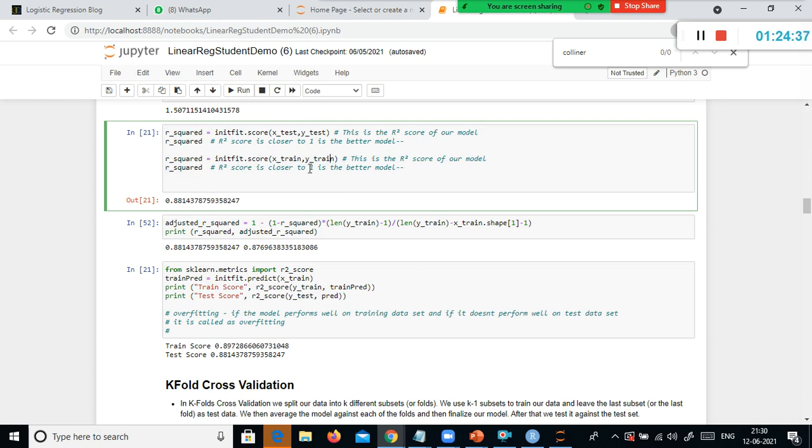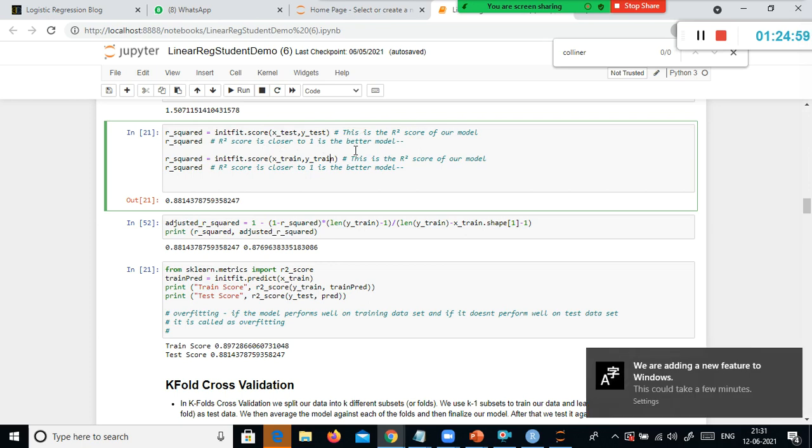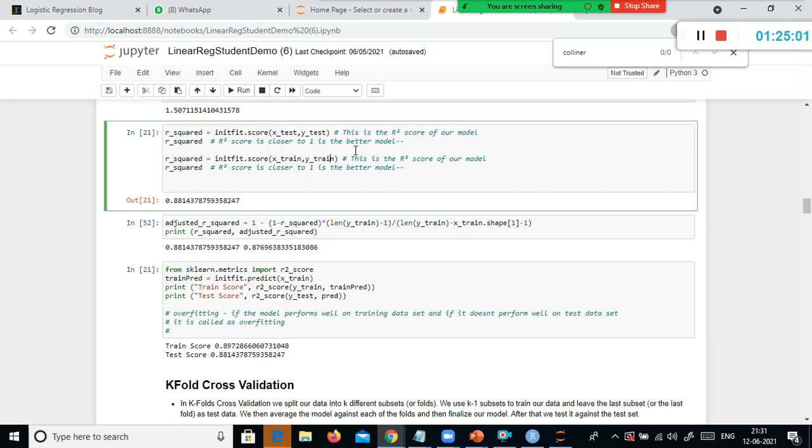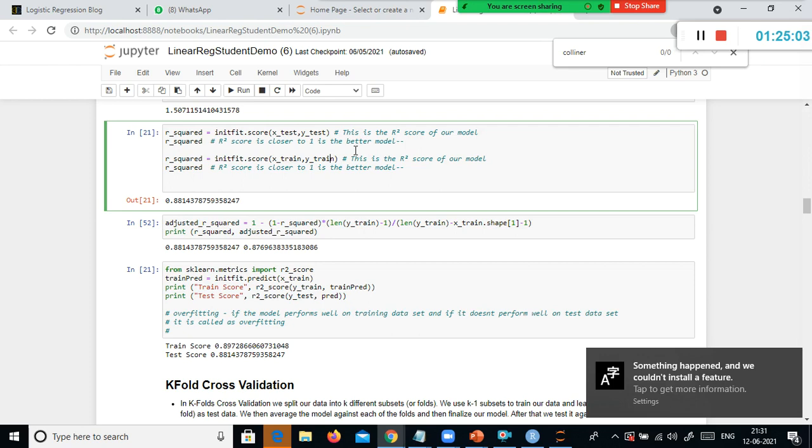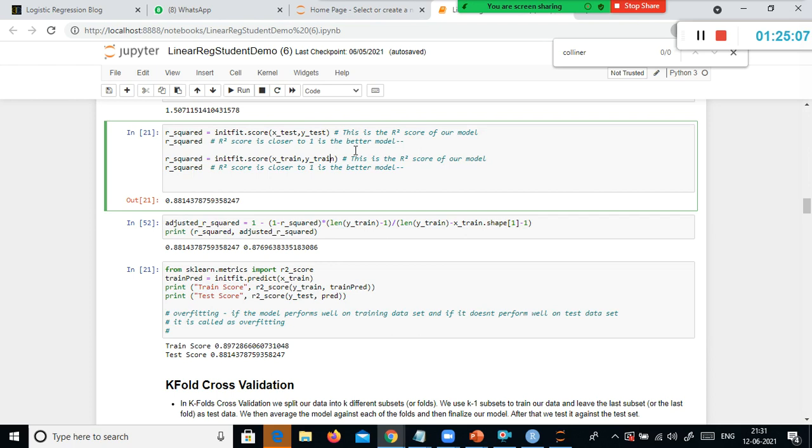For the adjusted R squared for the training data set. What is the R squared for the training data set? What is the R squared for the test data set? Look here, score function is readily available. In R, in order to find out the R squared for the test data set, how will you find it? It's a bit roundabout way of doing this. Right? But here there is a score function readily available.